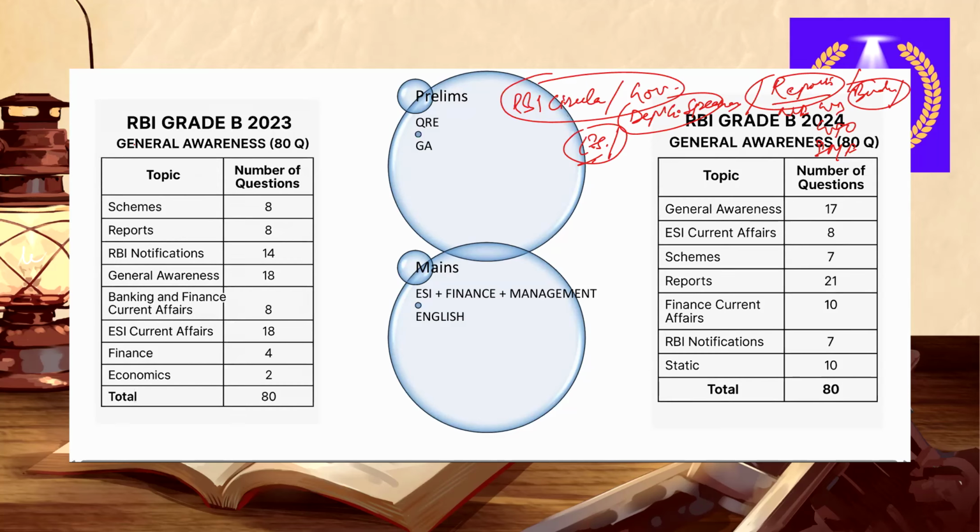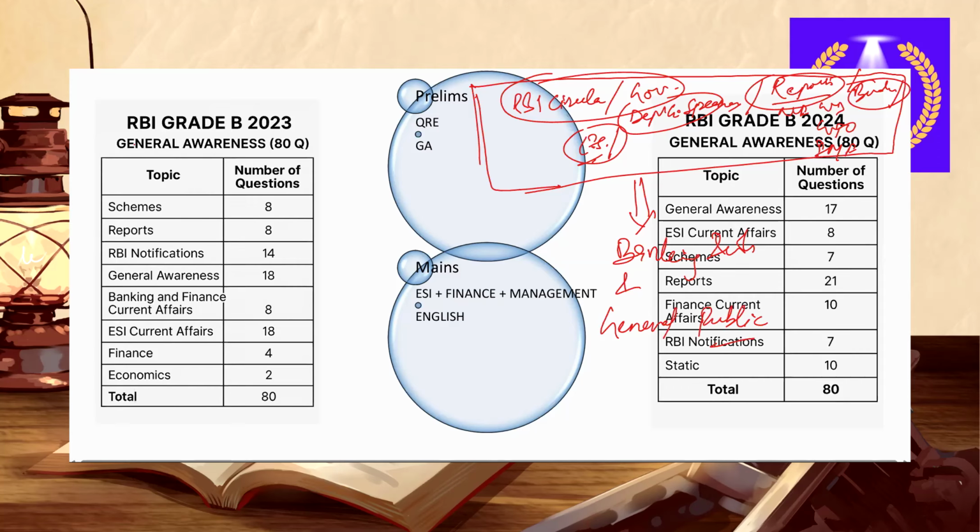Okay. And whatever is important in these sources, which is relevant for the banking industry and the general public. Because after becoming an officer in RBI, you don't have to serve the banking sector only. You don't have to serve the financial institutions only. You are going to contribute to making policies so that ultimately they serve the purpose of the general public.